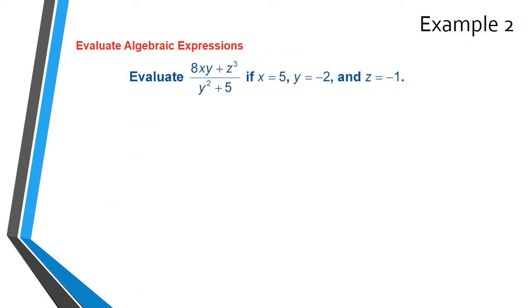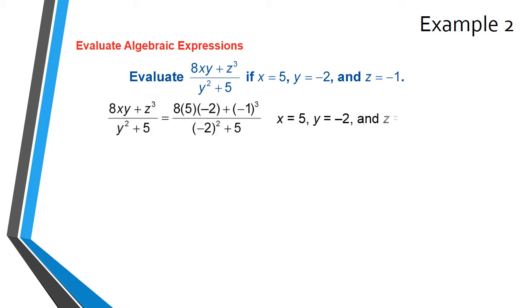Okay, here's another algebraic expression, but this one is a division problem. Evaluate 8xy plus z cubed all over y squared plus 5, if x is 5, y is negative 2, and z is negative 1. So I want to substitute in all my values for my variables, and notice that I put the x and the y values in the numerator in parentheses to show that there's multiplication happening between all of those terms.